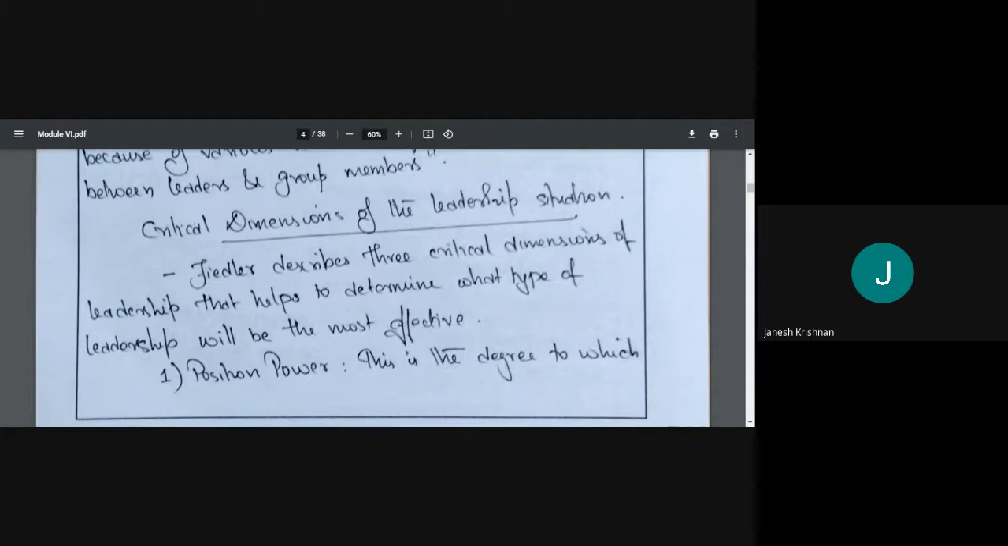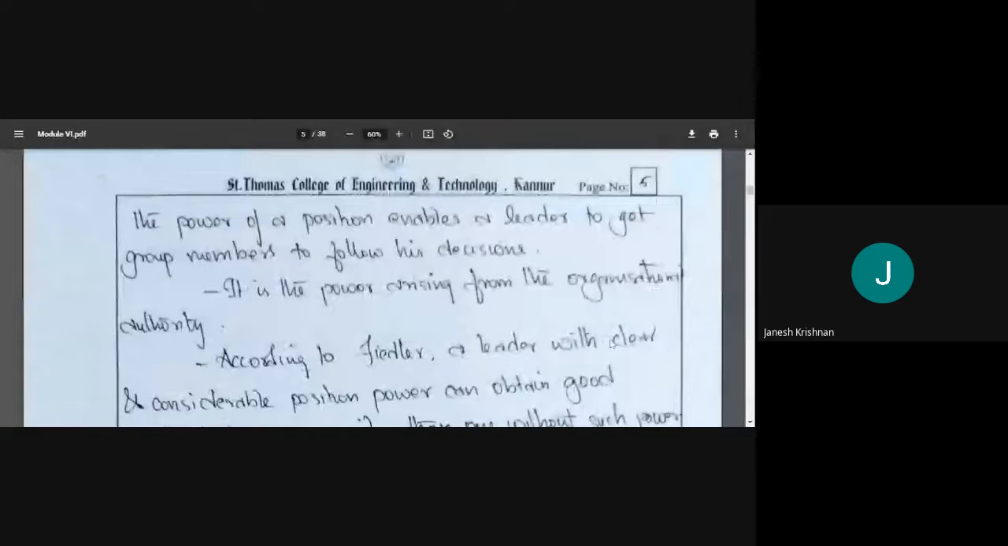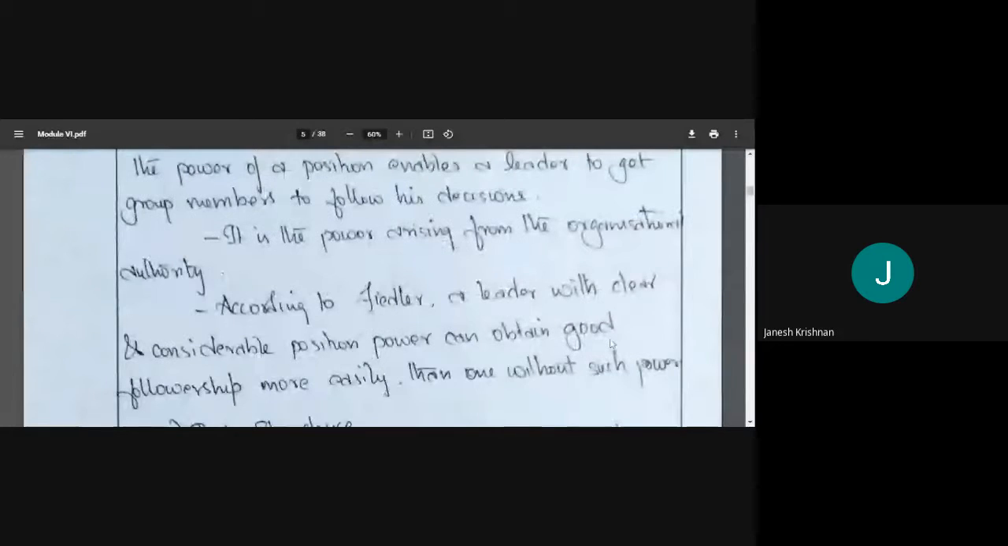So the first dimension is position power. Position power means the degree to which the power of a position enables a leader to get group members to follow his decisions. It is the power of the position. It is not the leader's quality, but the position in which he is sitting, or the position which he has.